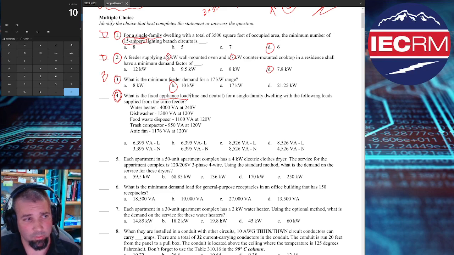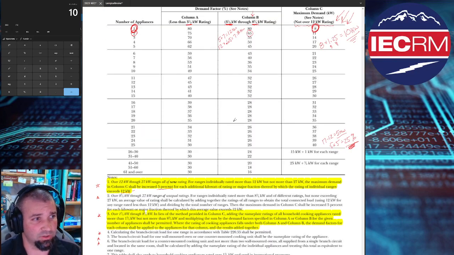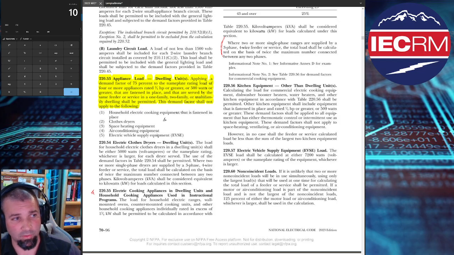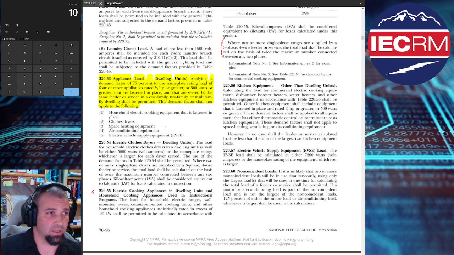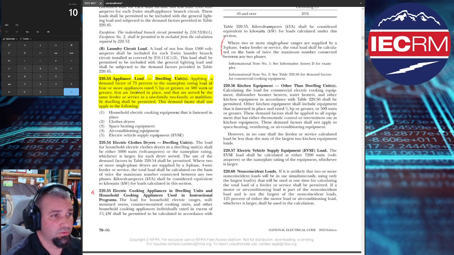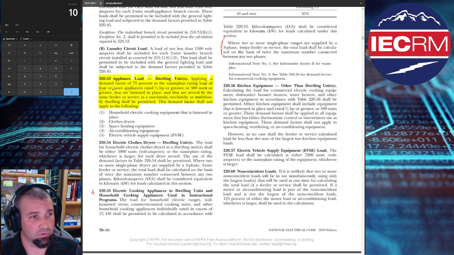Okay, so since we're talking about appliance load in this section, we do have a code article for that. Much like anything else, we've got 220.53. There's a code for that, right? Reads this way. Appliance load, dwelling units. 220.53 applying a demand factor of 75% to the nameplate rating load of 4 or more appliances rated quarter horsepower or greater, 500 watts or greater, that are fastened in place and are served by the same feeder or service in a one family, two family, or multifamily dwelling shall be permitted.